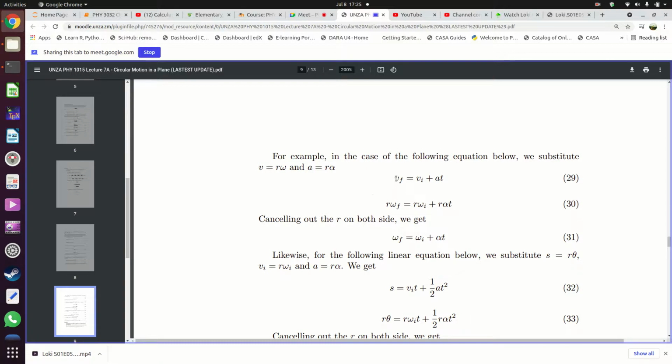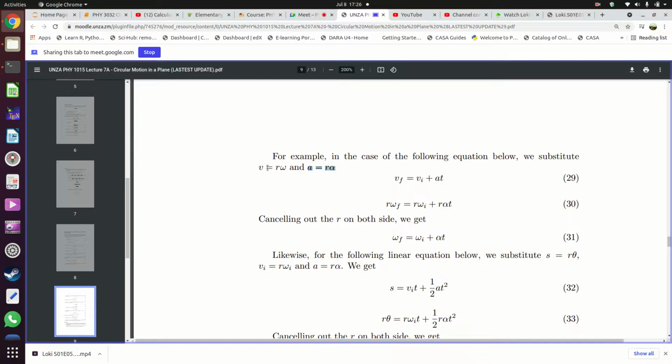For example, you have this equation: V, the final velocity, is equal to the initial velocity plus the acceleration multiplied by time. This is one of the equations of motion. What we want to do here is find a copy of this equation. This is an equation in a straight line, but you want to find a copy which applies when you are moving in a circle. So we know that the velocity V is given by V is equal to r omega. Then we've got A here, which is acceleration in a straight line. The acceleration A is equal to r alpha.